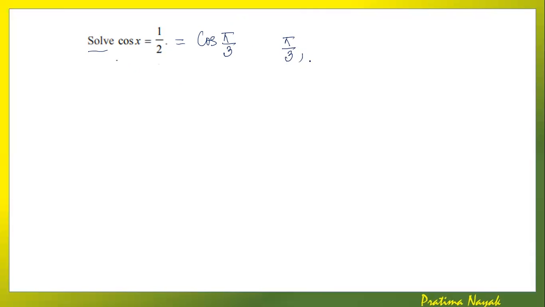Cos is positive in the fourth quadrant. So this will be 2 pi minus pi by 3, that is 5 pi by 3. So these are the two principal solutions.